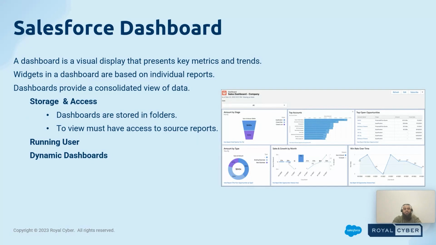Now, if the running user is set to a specific user, for example, sales manager, the data displayed in the dashboard will be based on that user's security settings, regardless of the viewer's access. Choosing the right running user is crucial to control data visibility. For example, setting a sales manager as a running user allows their team to see data for their own team, but not for others.